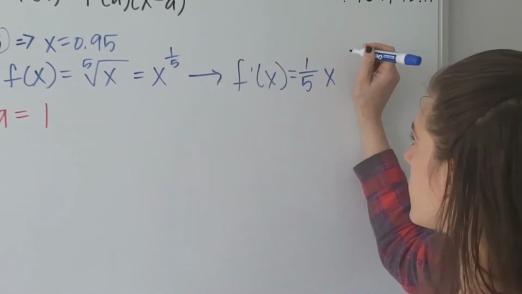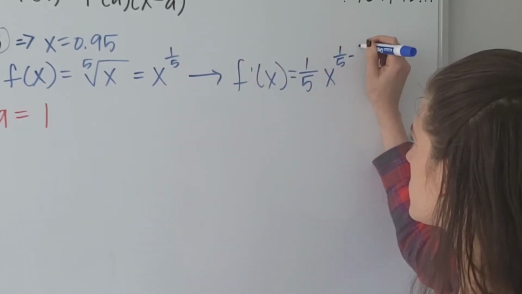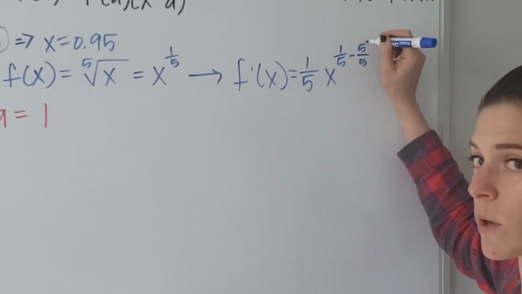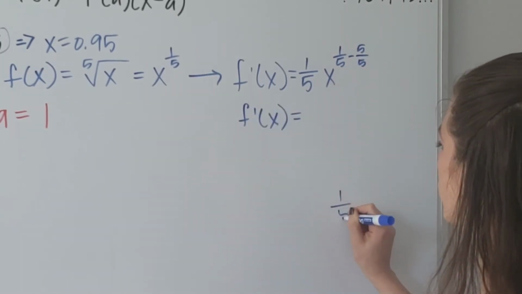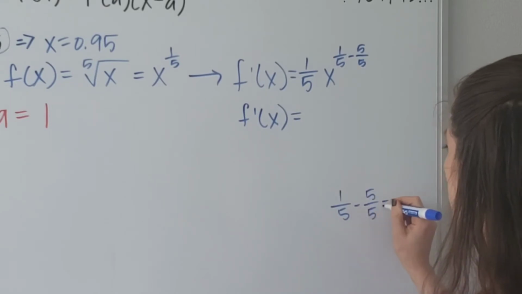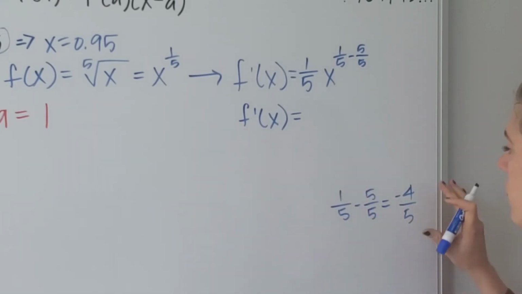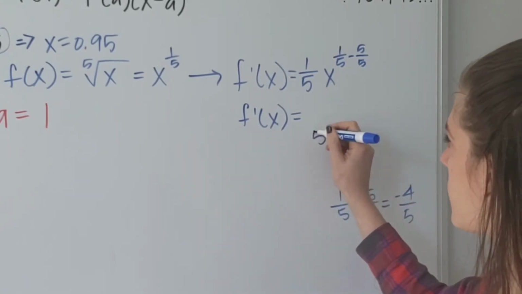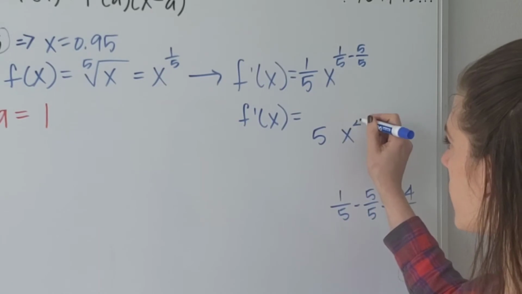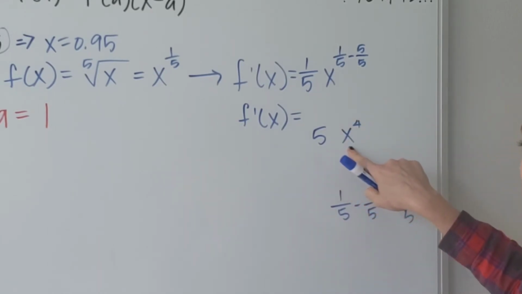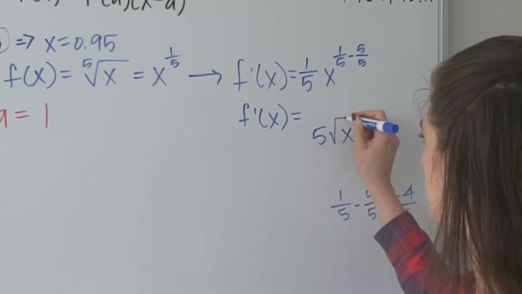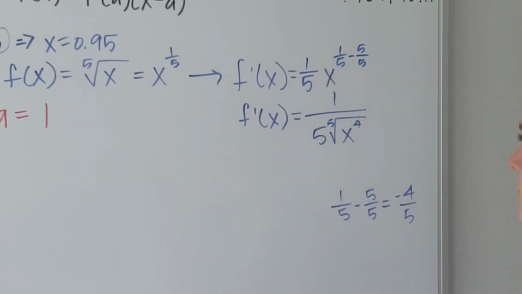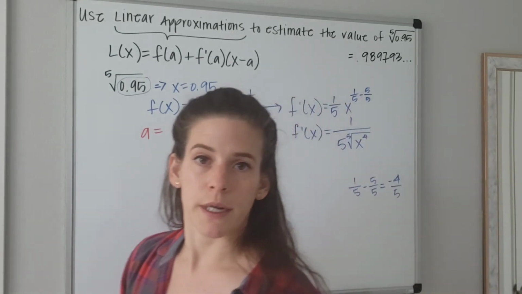That really means we're doing 1/5 minus 5 over 5, which is equal to negative 4/5. A negative exponent really means you put it in the denominator, leave the numerator as the exponent of x, you make the denominator the root, and that's all underneath 1. If you have questions about the derivative, put it in the comments.